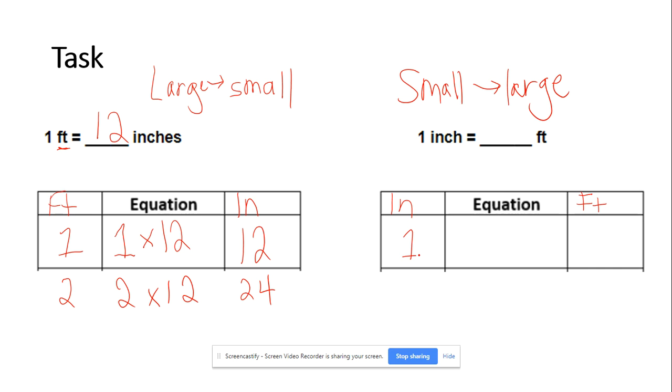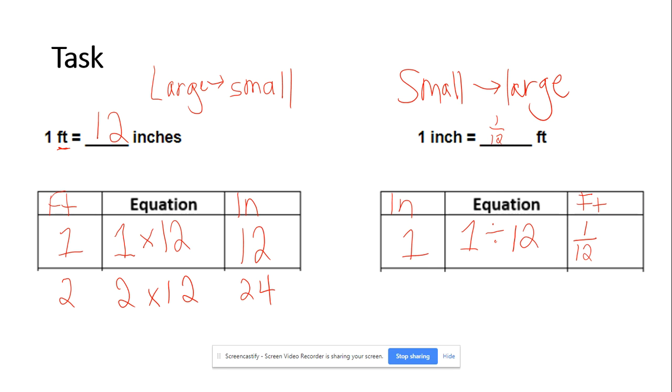We are starting with 1 inch. They give it to us right here. Instead of multiplying though, like we did here, we're going to be dividing. 1 inch divided by 12, since there's 12 inches in a foot, means that it's 1/12 of a foot. 1 inch is 1/12, or 1 part out of 12 parts, for that foot.